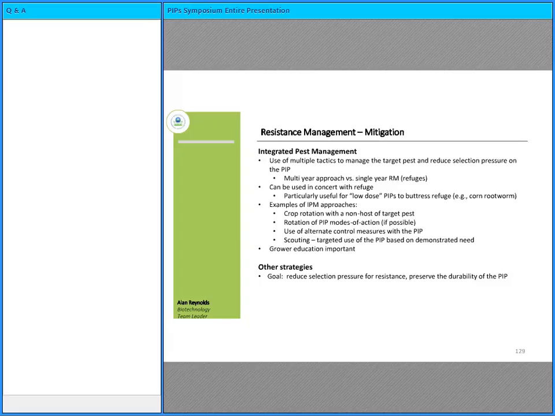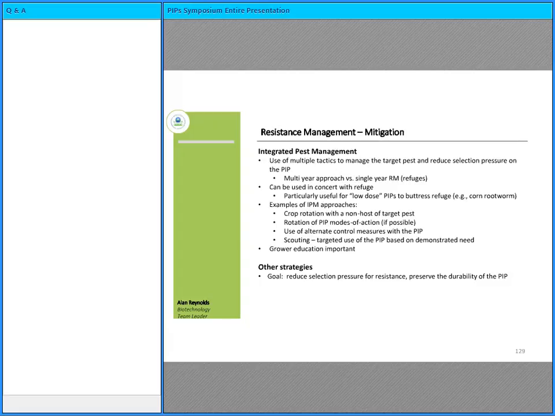But that's not to say that IPM can't be used in concert with refuge. And that may be particularly helpful where we have low-dose scenarios where there's an increased risk of resistance. An IPM strategy can help buttress that refuge and reduce selection pressure. And I'm going to go through an extensive example of that with corn rootworm in a few slides.